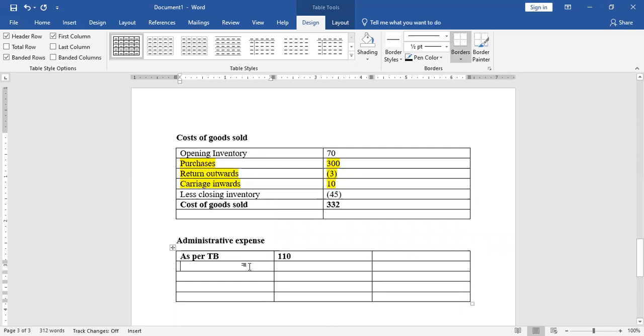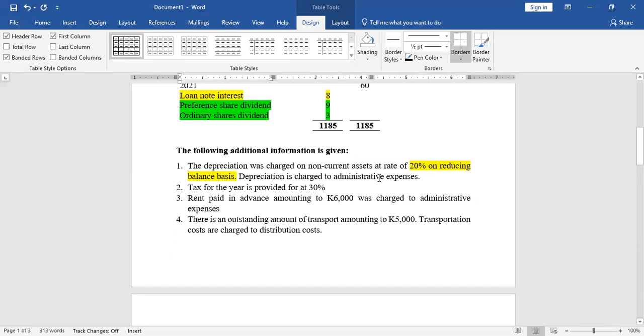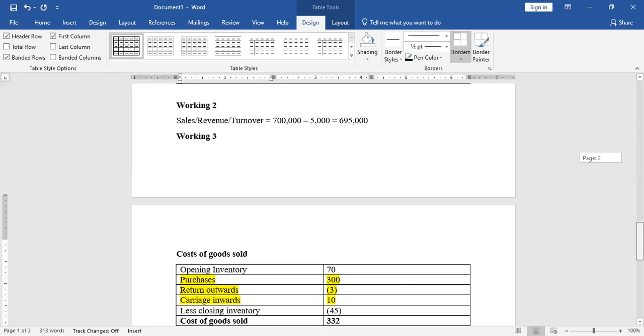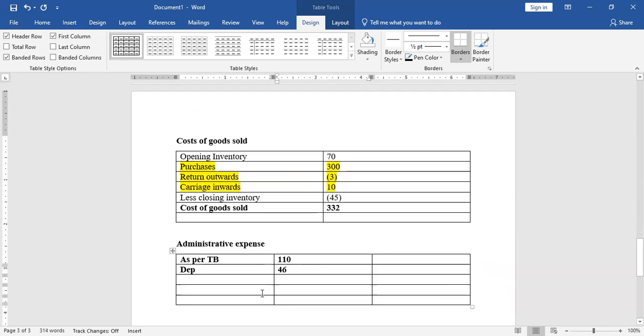And then to this administrative expense, we are charging what? Depreciation, which we calculated, the 46. Why are we doing that? Because of the additional information. Depreciation is charged to administrative expenses. 46 here. What else is affecting administrative expenses in the notes? Let's read.